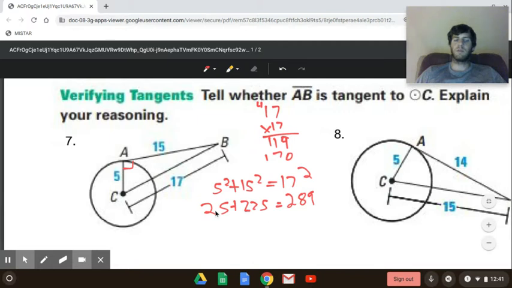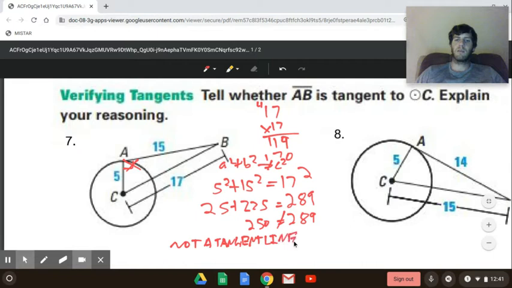All right, so 25 plus 225 is going to be 250. 250 does not equal 289. Therefore, we know a squared plus b squared does not equal c squared, so it's not a right triangle. So this is not a right angle. And since that's not a right angle, it's not a tangent line. Okay, not a tangent line because it's not a right triangle.